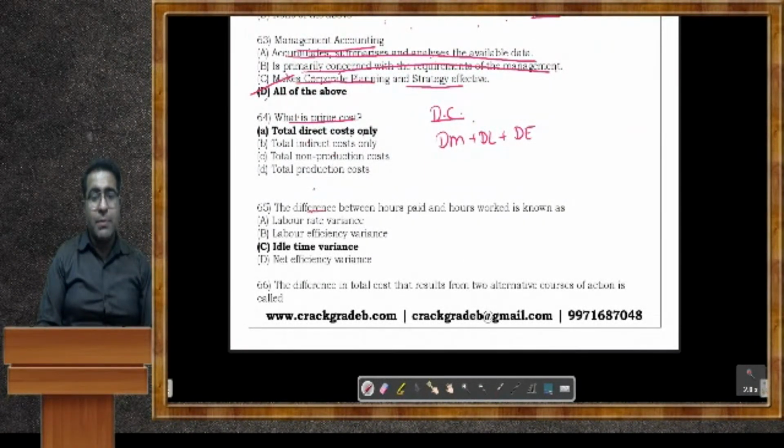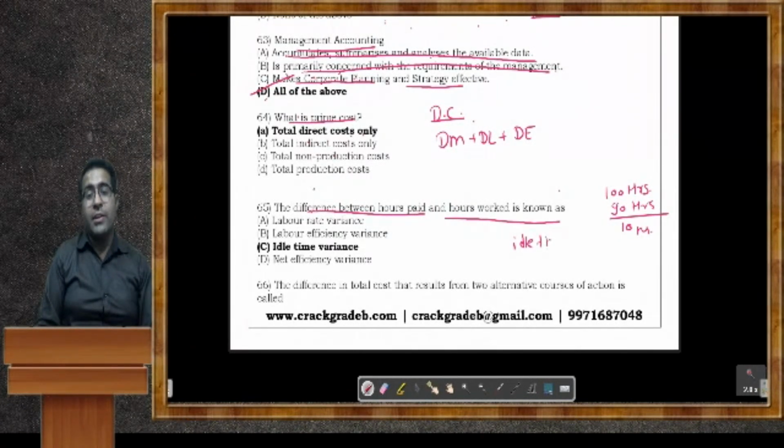The difference between the hours paid and the hours worked is known as idle time variance. For example, labor is paid for 100 hours but works only 90 hours. So the difference between these two, 10 hours, is known as the idle time variance, which is waste due to the strike, due to the lockout, due to the power cut.